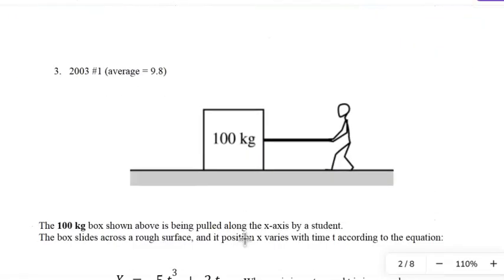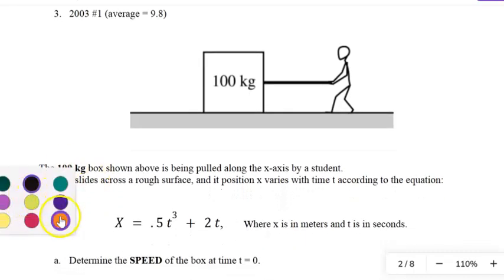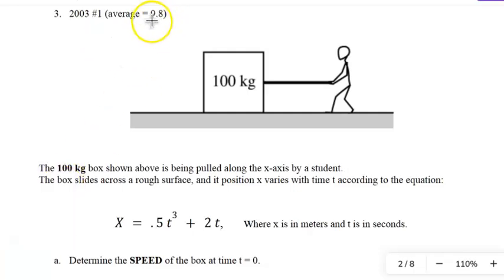Okay, moving on. So this was an AP problem, and you don't know this yet, but in the olden days, each problem was worth 15 points. So 9, this is a really high average. So don't mean to make you feel bad if you find it challenging, because this is the first time we've kind of been looking at functions and derivatives. Okay, so not surprisingly, we've got the mass being pulled along a rough surface, and the position varies with time.